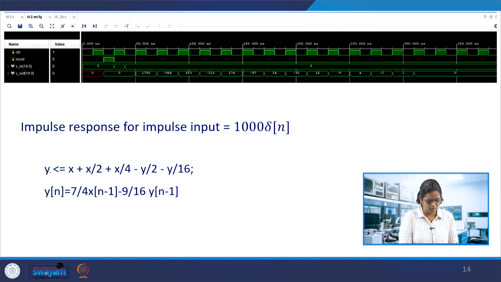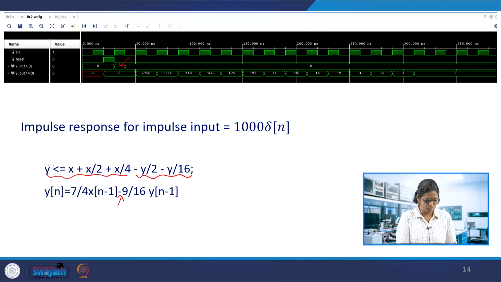And then coming to the place where we had that coefficient. So we had this equation y equal to x plus x by 2 plus x by 4, and these coefficients change, minus y by 2 plus minus y by 16. Okay, so that is leading to negative here. The impulse response, it's not an integrator, so the coefficient becomes negative, so the impulse response will give alternate negative signs.